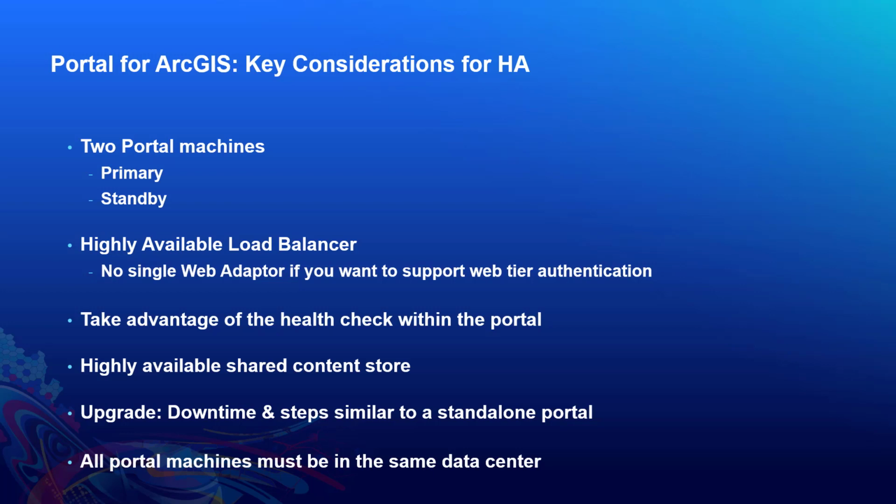First, it operates as a two-machine cluster, so there's a primary and a standby. And it's important to have a highly available load balancer. This is going to direct traffic to the two portal machines. If you're going to use web tier authentication, make sure you have multiple web adapters to support redundancy at the web tier. Make sure you're taking advantage of the health check URL. This ensures that your load balancer is sending requests to machines that are healthy.